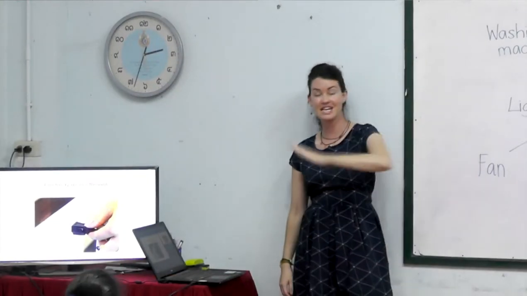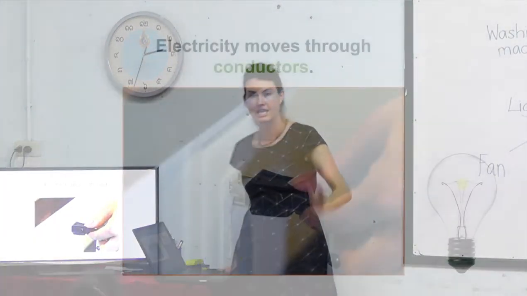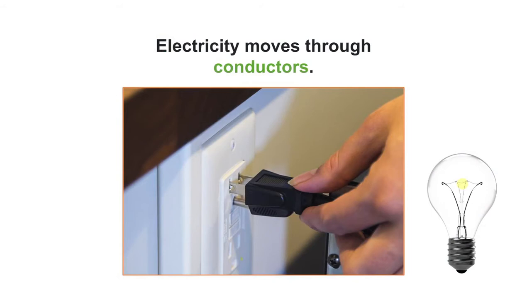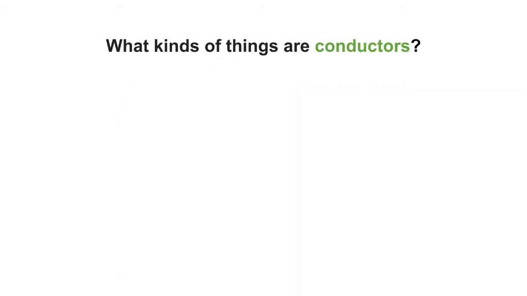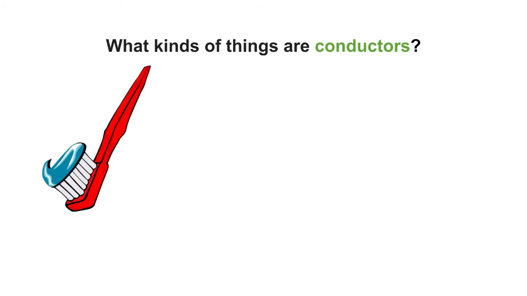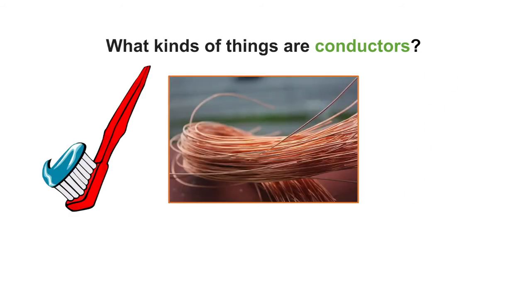Yeah, we want conductors. Conductors. What kinds of things are conductors? Yeah, usually things that are metal are a conductor. Yeah, or long wires. Things like long wires.